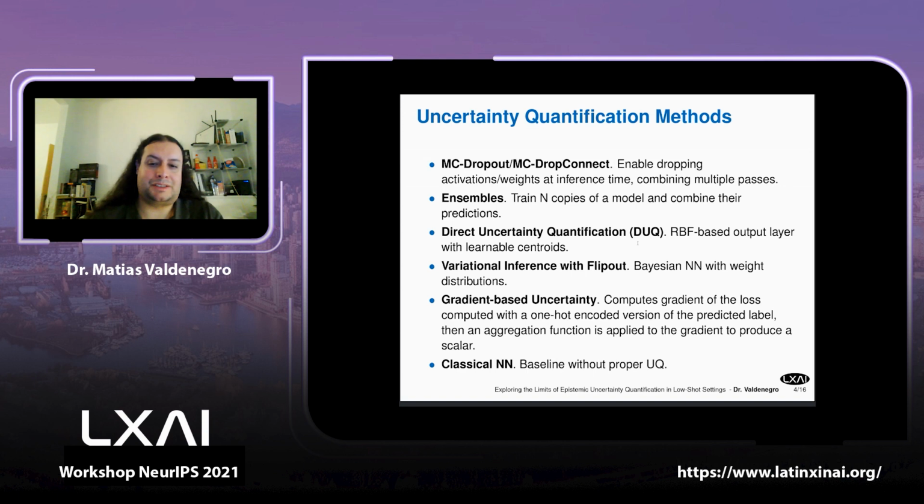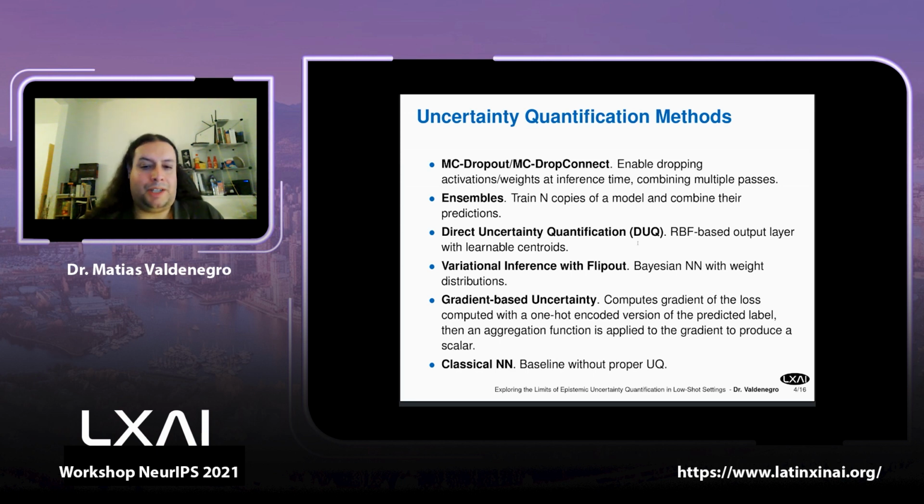We also have gradient-based uncertainty, where the idea is to compute the loss of the model and to compute the gradient of the loss, and then use an aggregation function to get a scalar value, which is kind of an uncertainty or confidence value from the gradient of the loss. To allow this, the authors proposed to use a one-hot encoded version of the label that is predicted by the model, because at inference time you don't have a label.